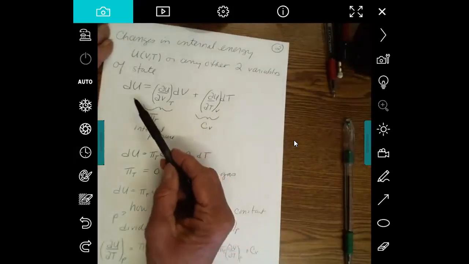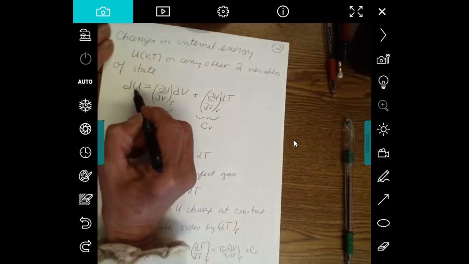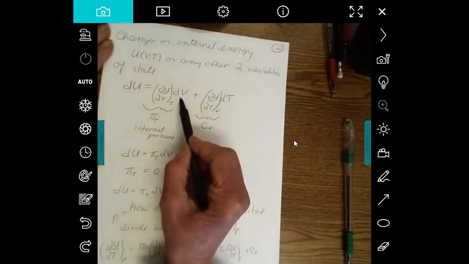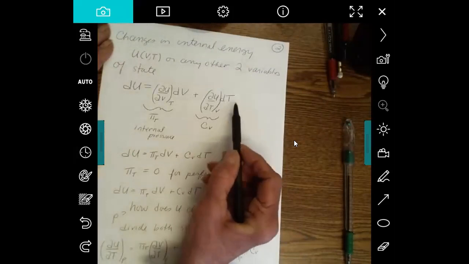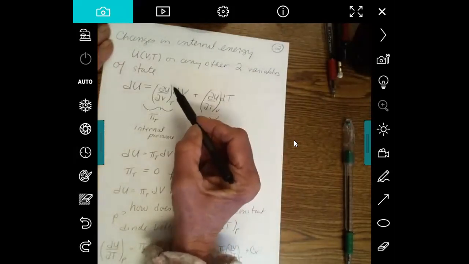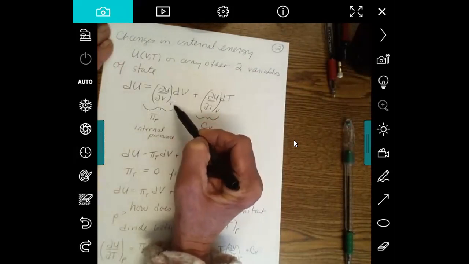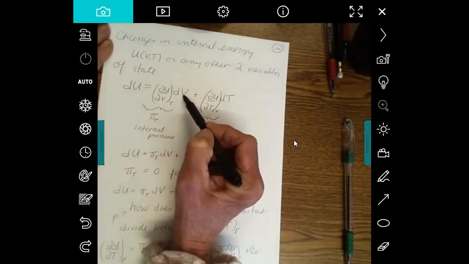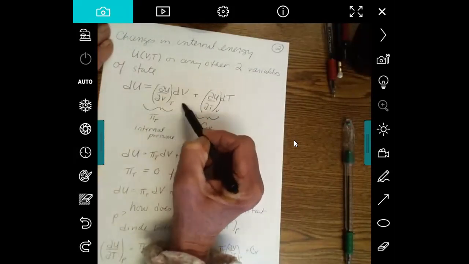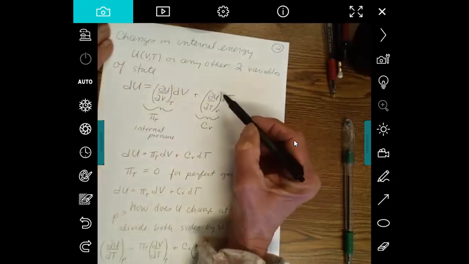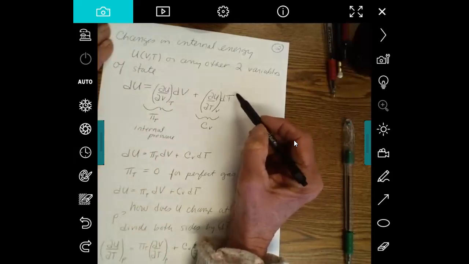So that will mean that any change in internal energy is going to have to be a function of how volume changes and temperature changes. And the proportionality constants are just going to be the partial derivatives. So if we know how internal energy changes with volume holding temperature constant, and then I multiply that by how the volume changes, that will give me the total change in internal energy as a result of the volume changing. And then the same thing for temperature.